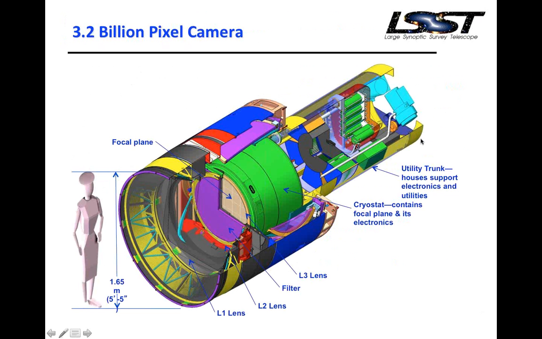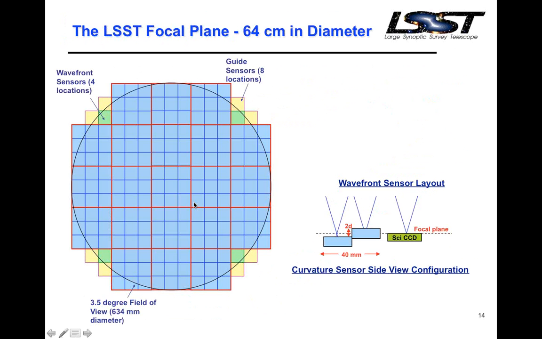It's about 3,000 kilograms. It's roughly 3 meters or so from front to back. Lots of internal components in the utility systems. This is the cryostat. There are filters you can see here which are on a carousel to insert into the field, and the refractive optics in the front. So this is what the focal plane looks like.